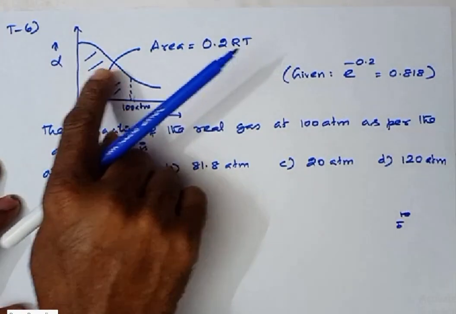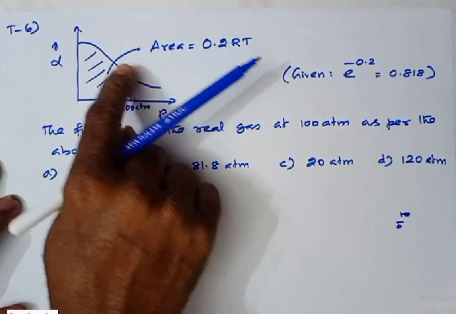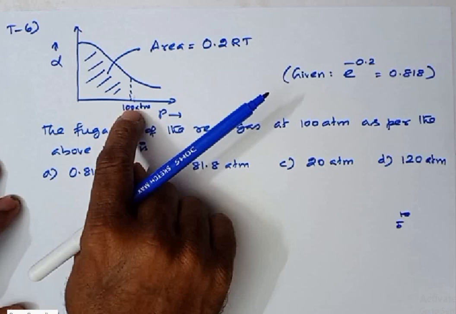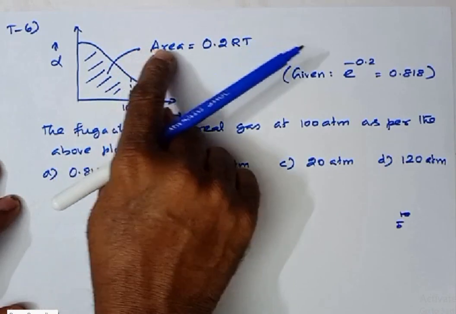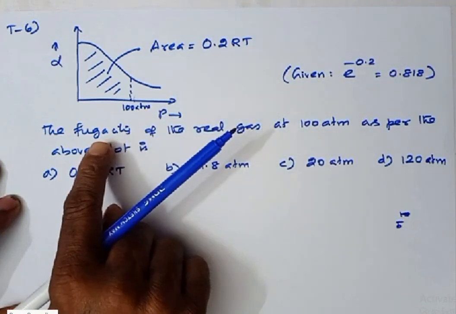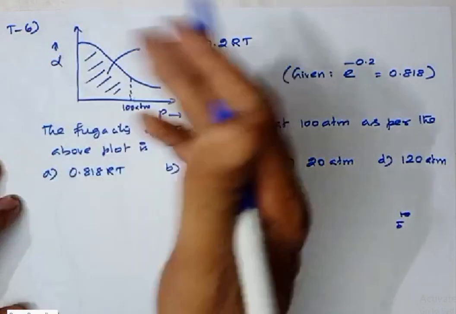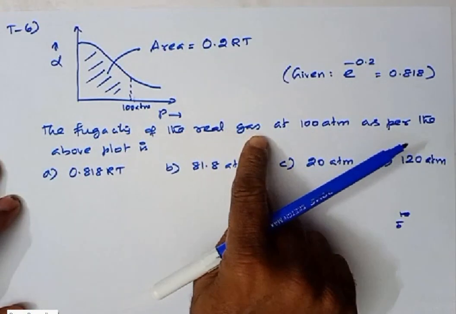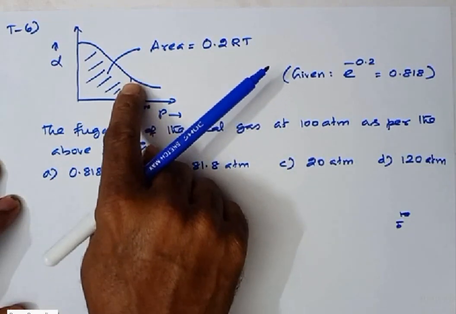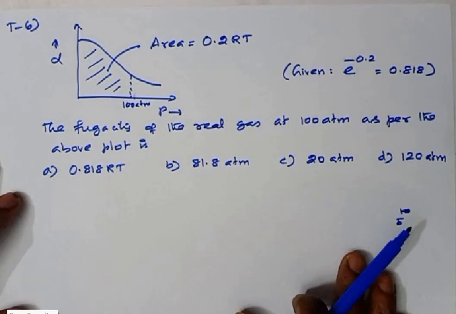A graph is given where alpha is plotted against pressure, and they have found the area up to 100 atmosphere pressure. The area is given, it is equal to 0.2 RT. The question is the fugacity of the real gas. So this plot corresponds to some real gas. What is the fugacity of the real gas at 100 atmosphere pressure as per the above plot? Four options are given here.